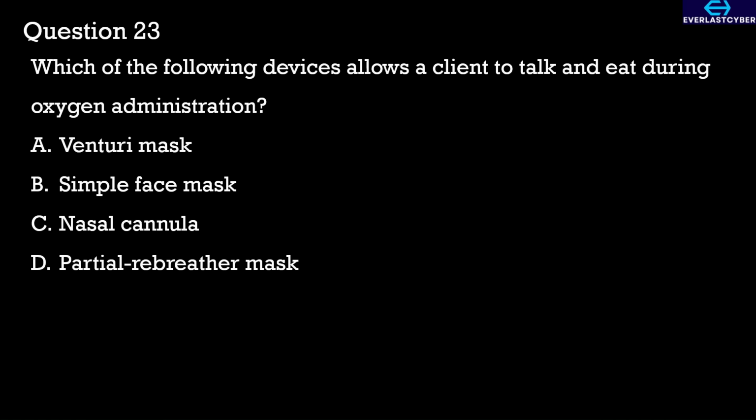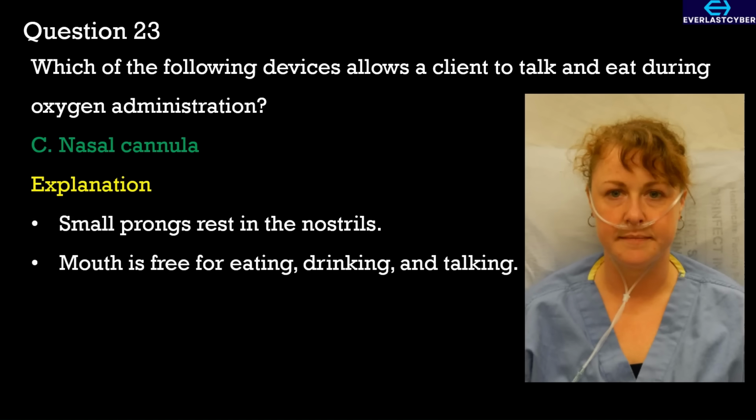Question 23. Which of the following devices allows a client to talk and eat during oxygen administration? A. Venturi mask. B. Simple face mask. C. Nasal cannula. D. Partial rebreather mask. For this, we'll be going with option C. The nasal cannula has small prongs that rest in the nostril, so it leaves the mouth free for eating, drinking, and talking. It is usually used for low flow oxygen therapy. So this is our answer.